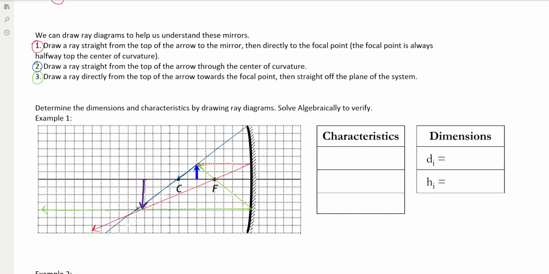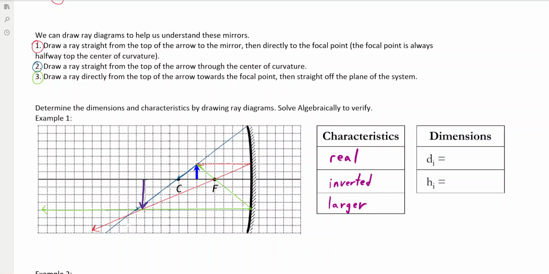And we're going to try to write down the characteristics of the result here. So the image is real. It's upside down, or better yet, inverted. Okay, and it's larger than the original.